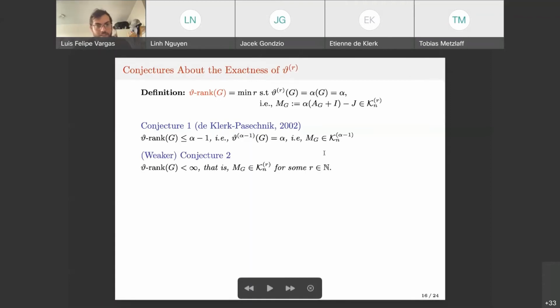But even the weaker conjecture of finite convergence is open. That asks whether the theta rank is finite, that is, whether the matrix M_G belongs to K_r for some r in N. This is our interest in considering when the copositive cone is equal to the union of the K_r, because we don't even know whether this weaker conjecture is true.